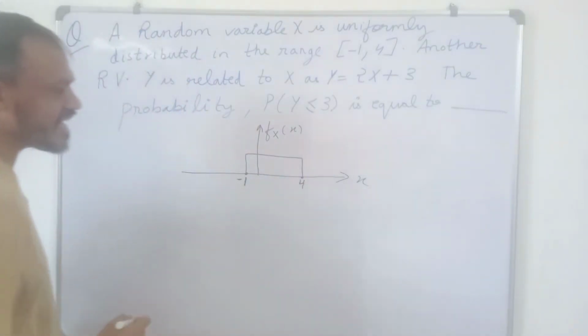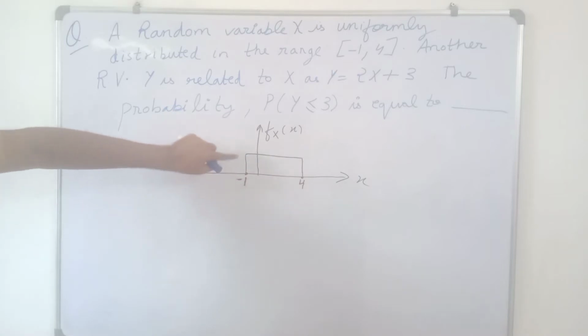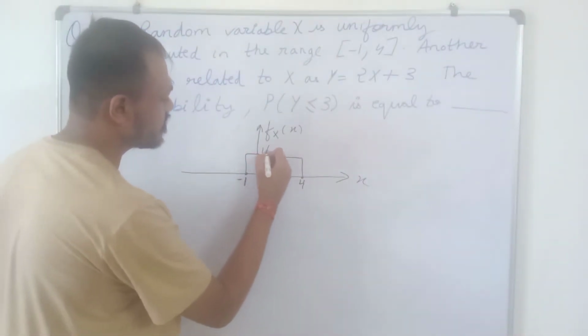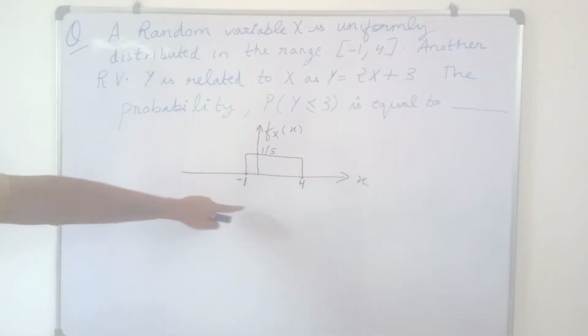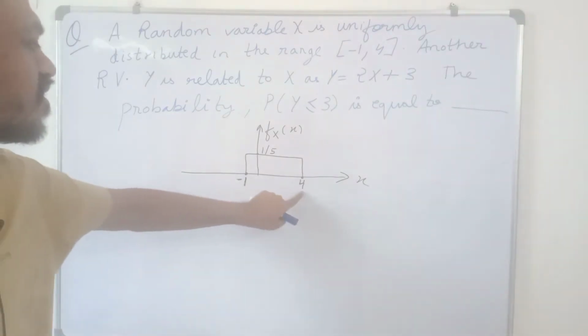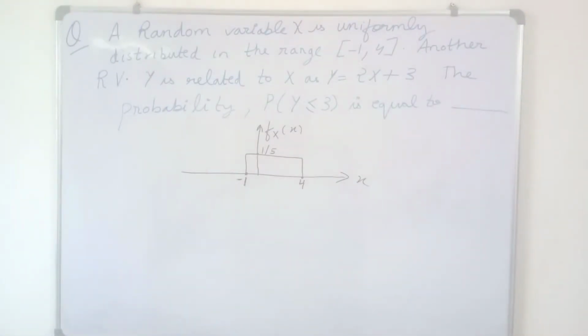And the area of this rectangle must be equal to 1. So if this length is 5, then this height should be equal to 1 upon 5, because the area of the rectangle of the probability density function must be equal to 1. So if this is -1, 4, then this point should be 1 upon 5. First of all we have found the PDF of the random variable x.